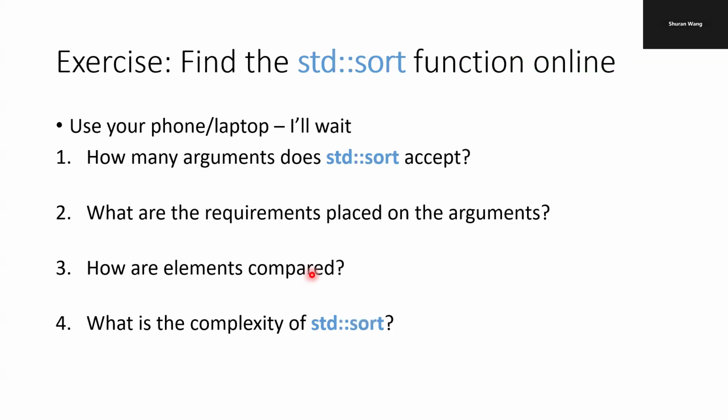Now let's practice researching in the STL. Let's find the std::sort function online and see if you can answer these 4 questions. I'll wait until you have the web page out. Search for it online. Go to the web page. First question is, how many arguments does the sort function accept? What are the arguments of the simplest call to the sort function? How many arguments and what are the arguments?